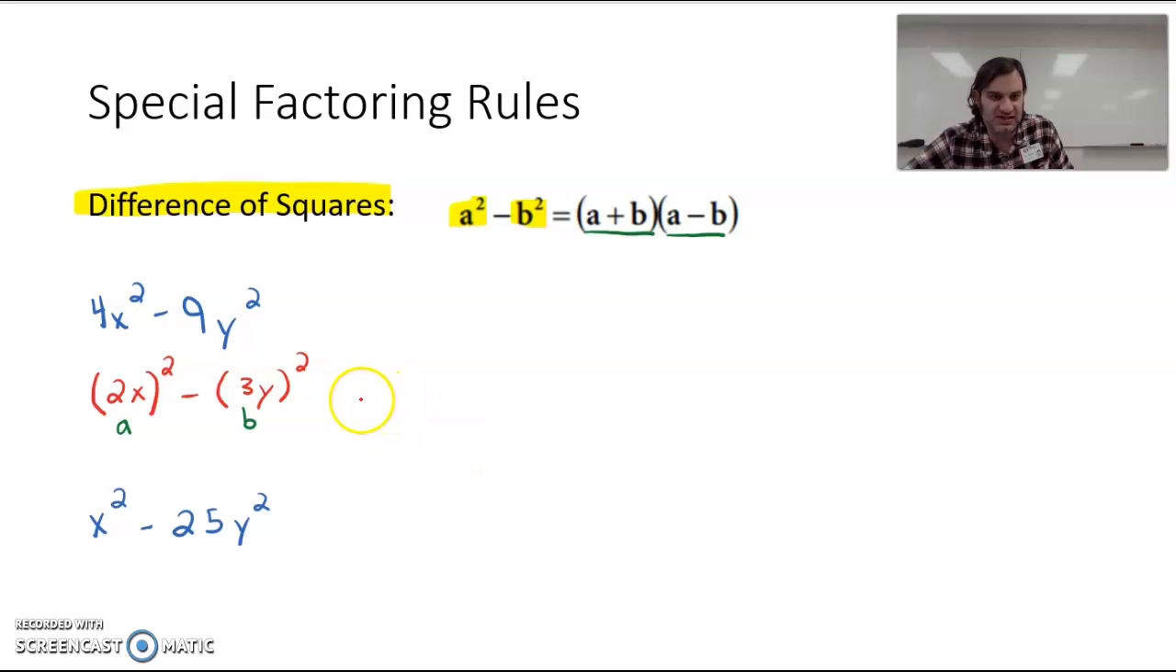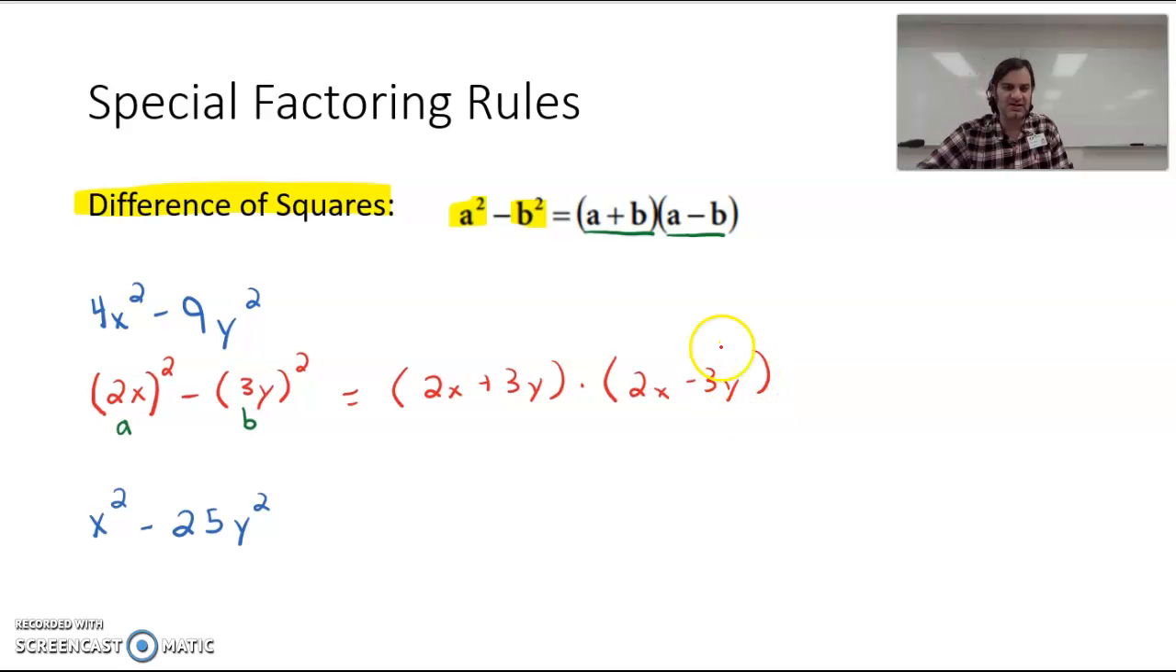So we wrote it as a squared minus b squared. So over here, we're going to write a plus b. So that's 2x plus 3y. And that'll be times a minus b, so it'll be times 2x minus 3y. Okay? So back here, here's an a, here's an a, here's a b, here's a b. But the signs are different in those two. The bottom one might seem a little bit easier.